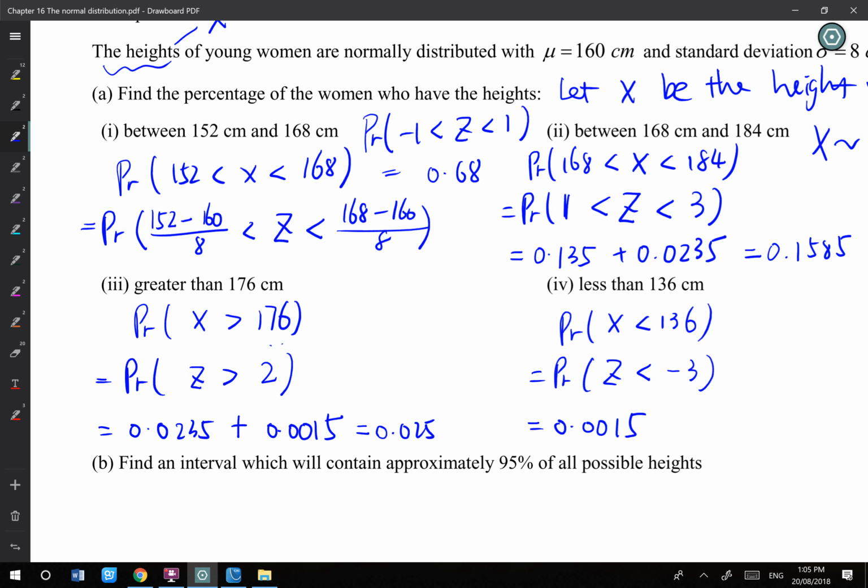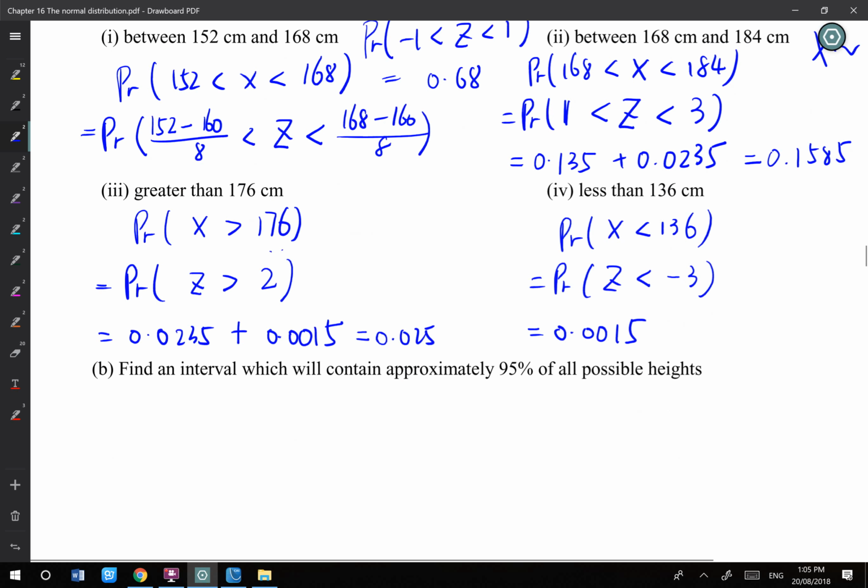Okay, so those 4 questions are exactly the same. They're very typical exam 1 questions. It just shows how we convert X into Z and how we use the standardized normal distribution, and within 1, 2, 3 standard deviations, what the probability should be. Okay, so we're just using that to look at the probability.